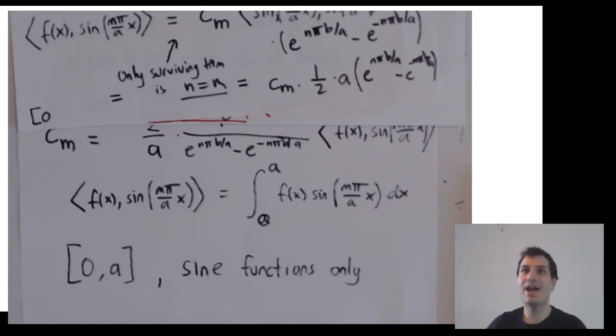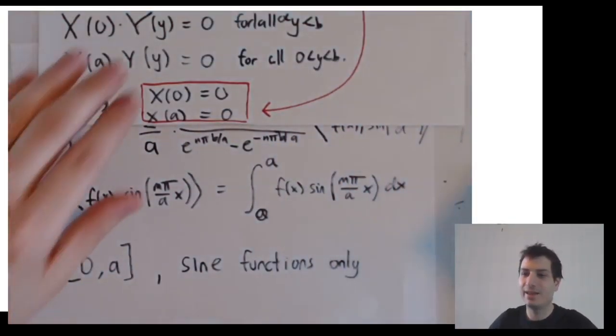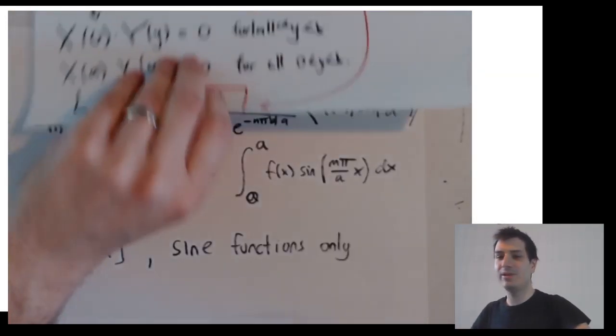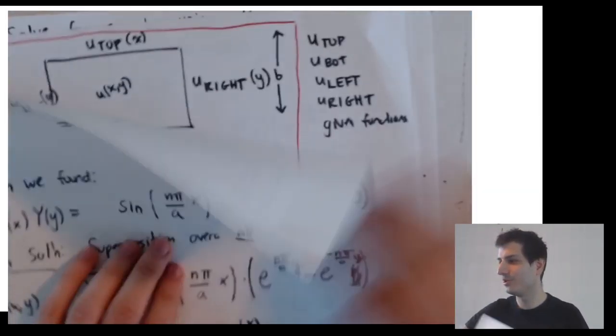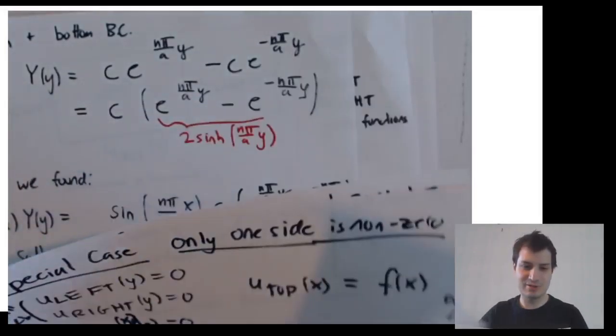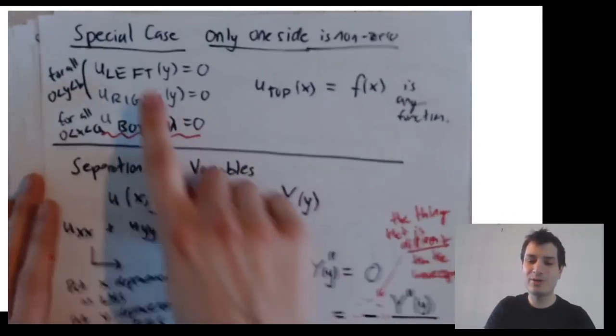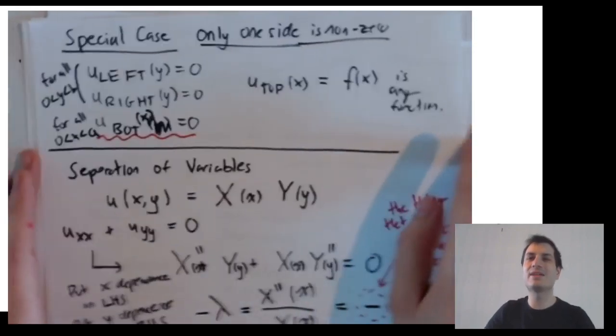Okay, that is the whole thing for Laplace's equation, except for what to do in not the special case. If you remember what we did, we started with a special case. I wrote the words special case here. This is where only one side is non-zero.